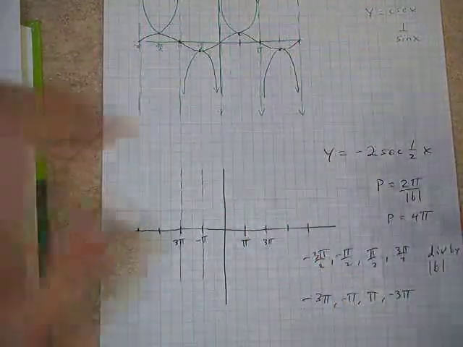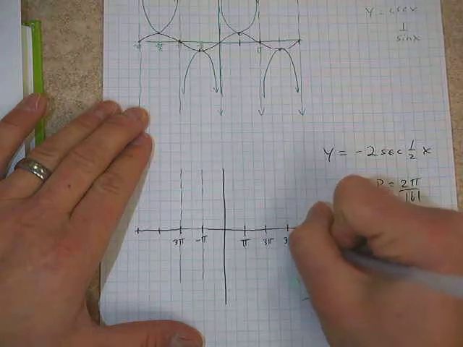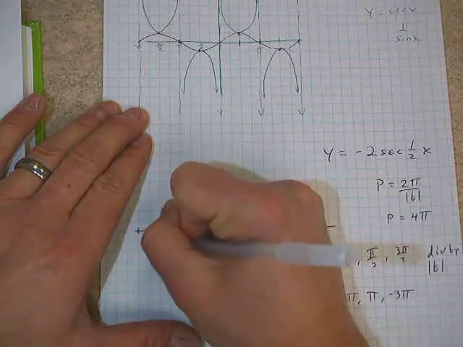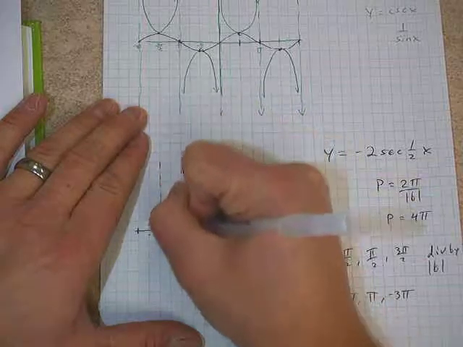No matter what I get for this, should what I do here change? As soon as I plot those points, I'm going to make my asymptotes.